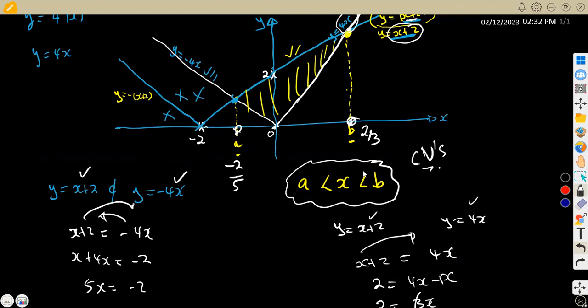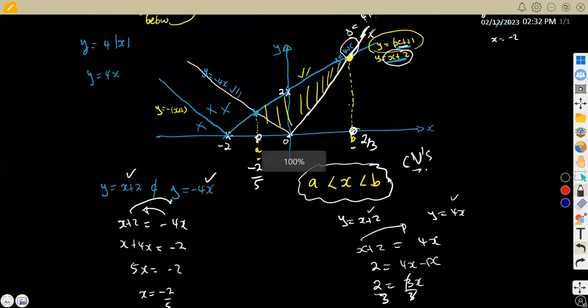But remember the presentation of the answer that I referred to. I said our answer is supposed to be x is greater than a, but less than b. So therefore, from this solution, our x is going to be greater than a, which is negative 2 over 5. And less than, our x is greater than negative 2 over 5, the same x is less than b, which is 2 over 3. All right, so that's it. We have got the value of x from this one.